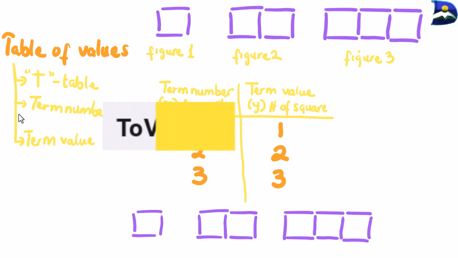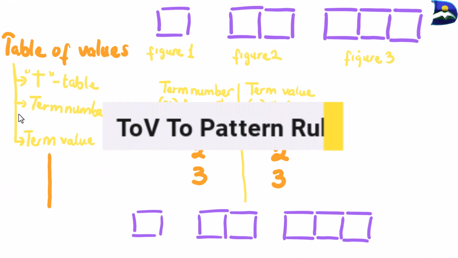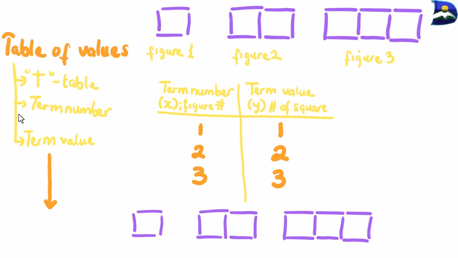The next step is moving from the table of values to something known as the pattern rule. The pattern rule explains what is happening when you're relating one property to another property.